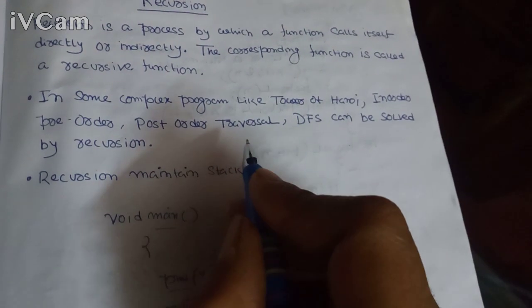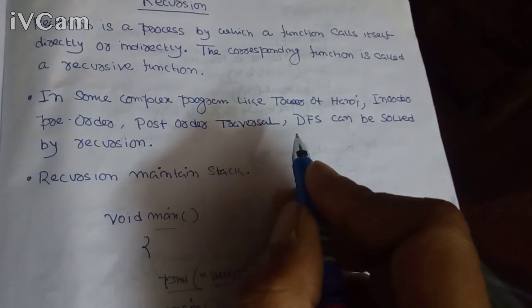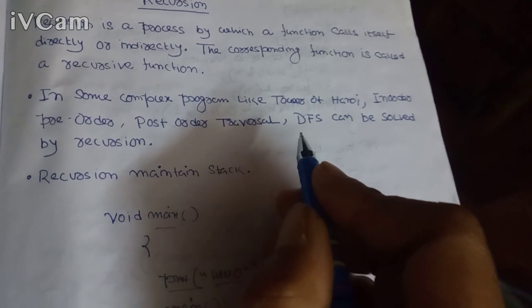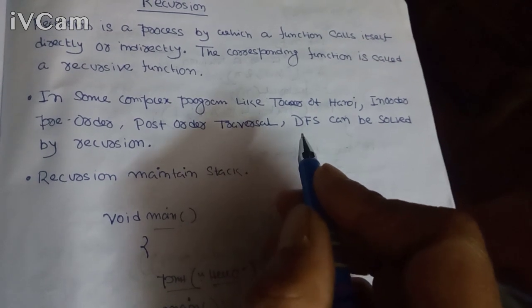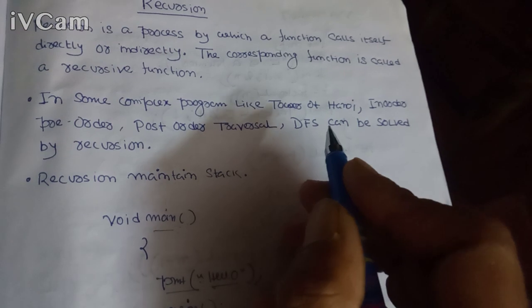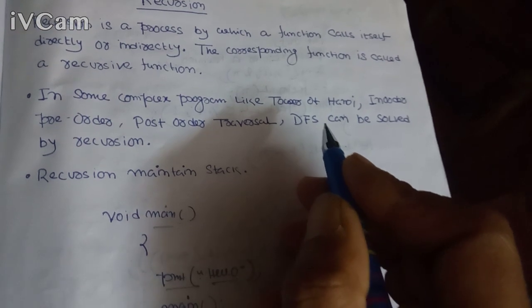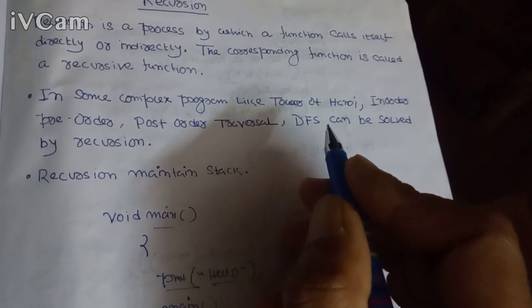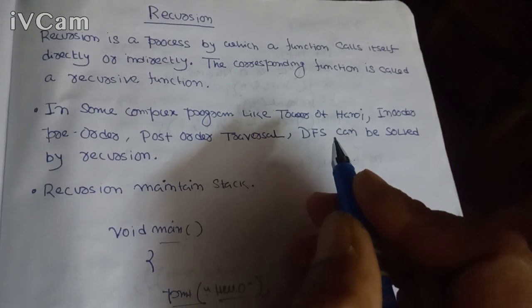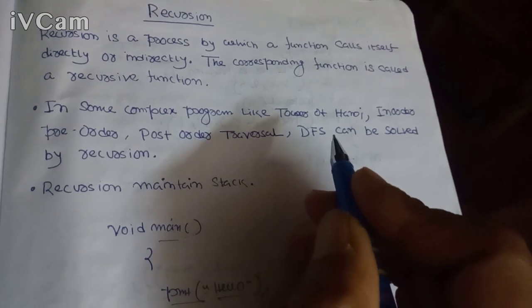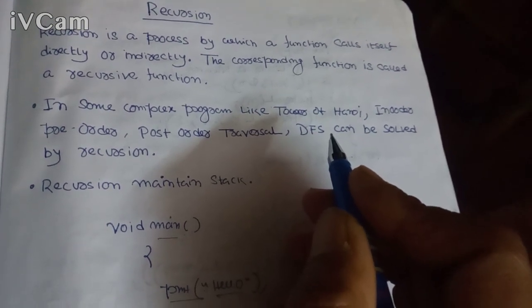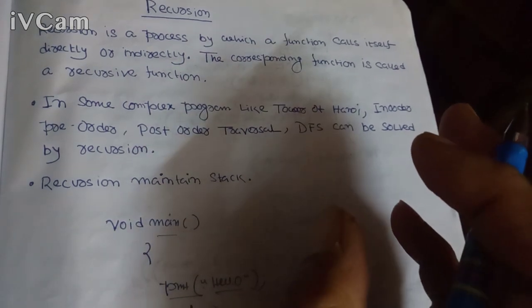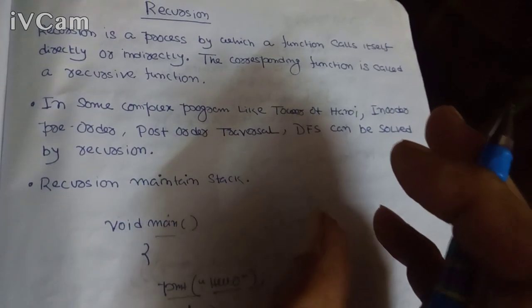For some complex programs like Tower of Hanoi, in-order, pre-order, post-order traversal, depth first search, or sorting algorithms like quick sort and merge sort, in that particular case, recursion plays a very important role. One thing we have to remember: recursion follows a stack.